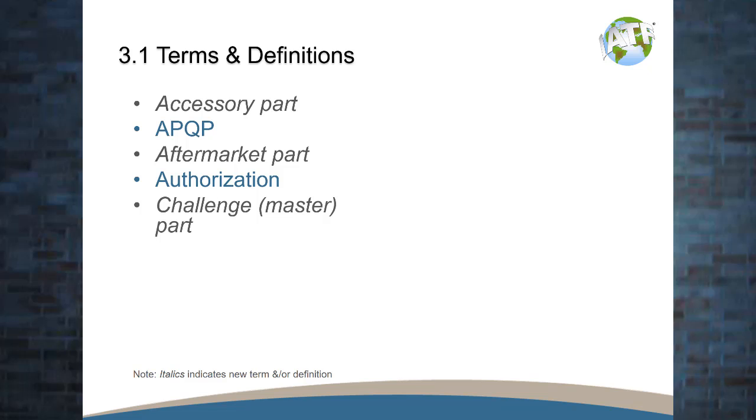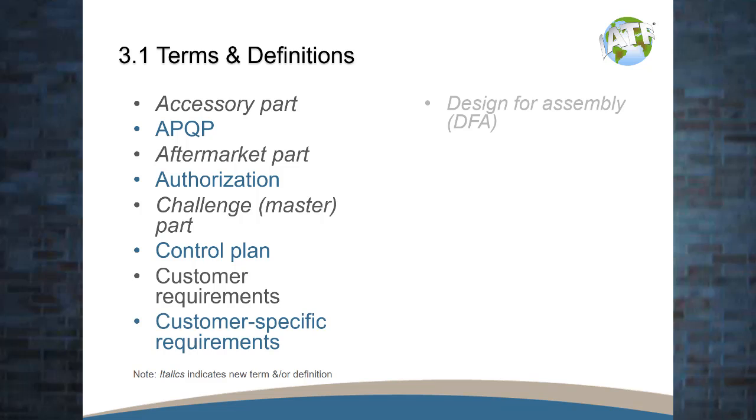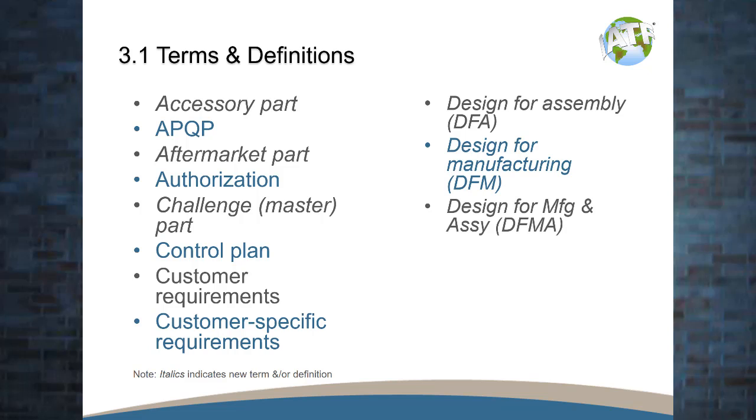Authorization. Challenge master part. This is a new term, which you could also call the rabbit or the bad part during first article. Control plan, customer requirements, customer-specific requirements. Design for assembly, or DFA, is new. Design for manufacturing, or DFM, is new, and I don't really understand this next one, but they have design for manufacturing and assembly, which basically says it's just a combination of the two above.